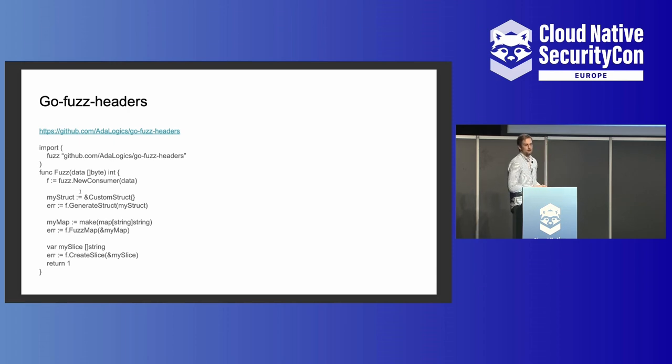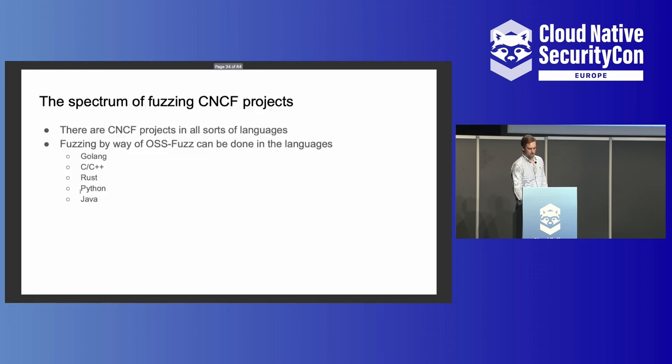If you are a project that is implemented in Go, we have a very neat little library here that makes it quite easy to fuzz structured data types. You simply initiate a fuzz consumer, after which you can quickly create random or pseudo-random versions of structs, maps, slices, and much more. So quick note on that, if you wish to use that.